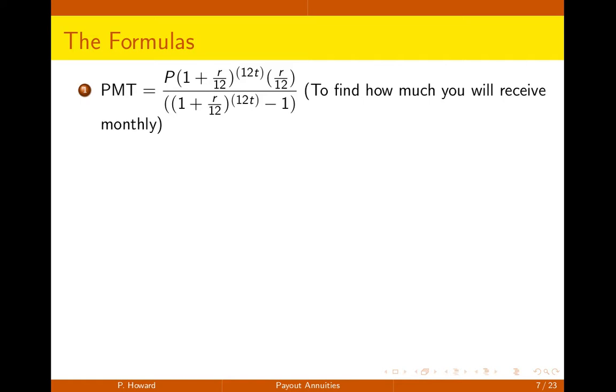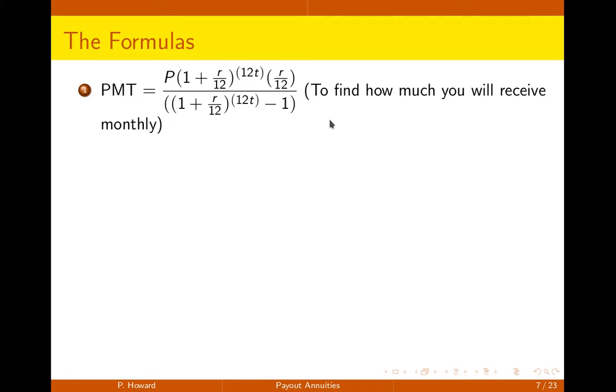And now the formulas. If you want to calculate the monthly payment to you, PMT, and you know the beginning balance, capital P, the interest rate R, and the time in years, T, that is the life of the annuity, then this is the formula for how much you will receive monthly.